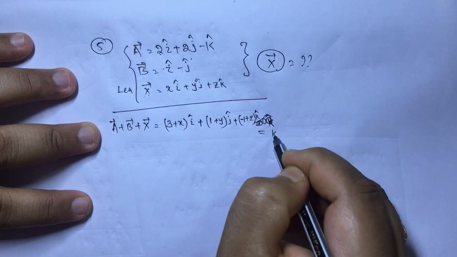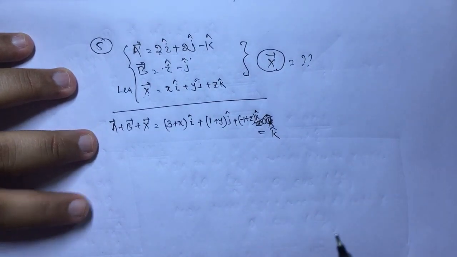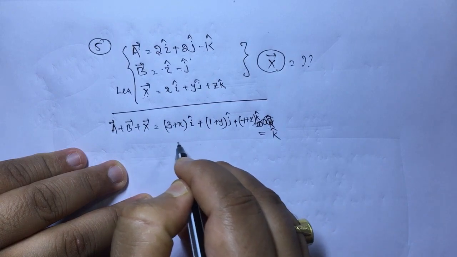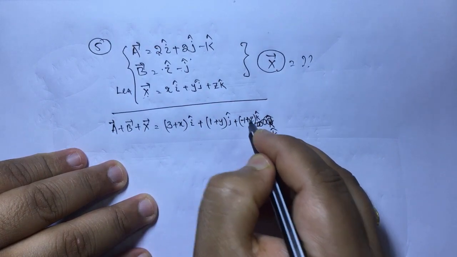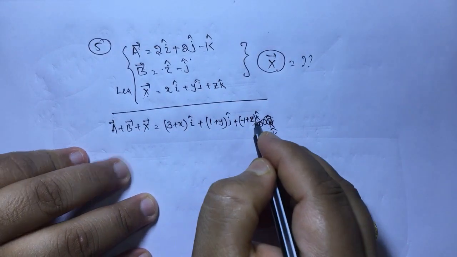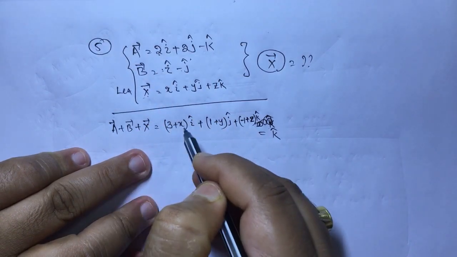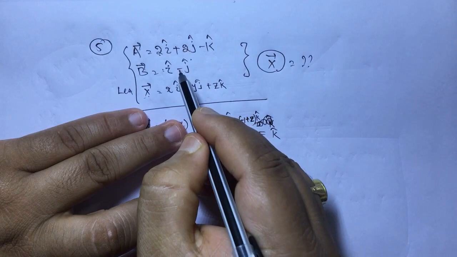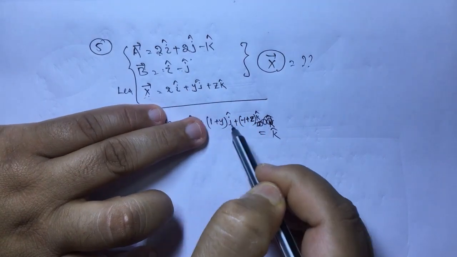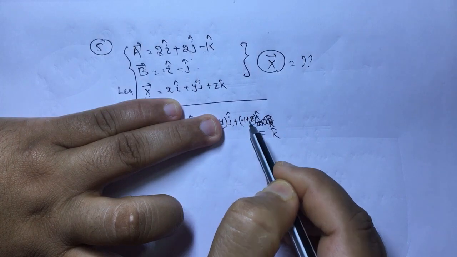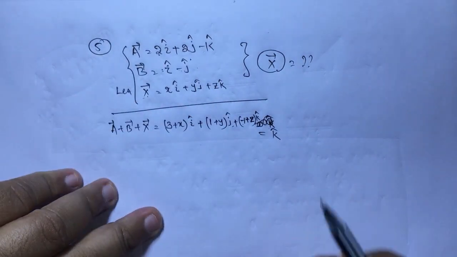So if you add all these, you are going to get k cap. Is it clear? Let me write it. Okay, I think it is clear. Again, let me read it out at least. This is 2 plus 1, 3 plus x i cap, 2 minus 1, 1 plus y j cap, minus 1 plus 0, minus 1 plus z k cap, that is equal to k cap.